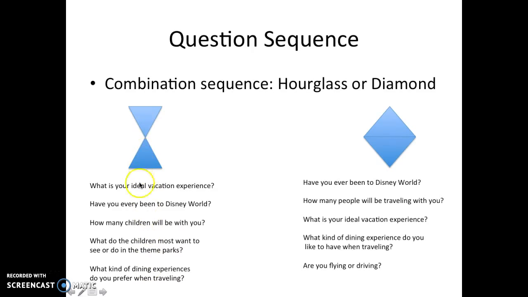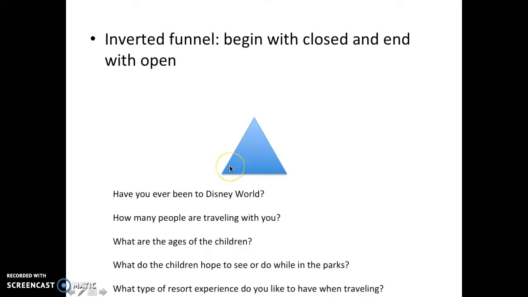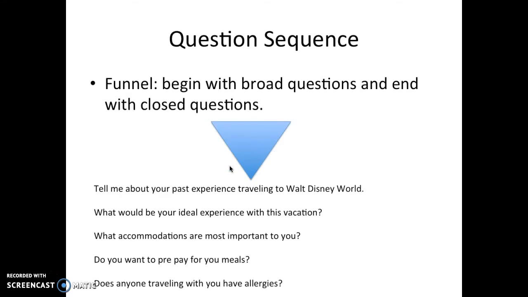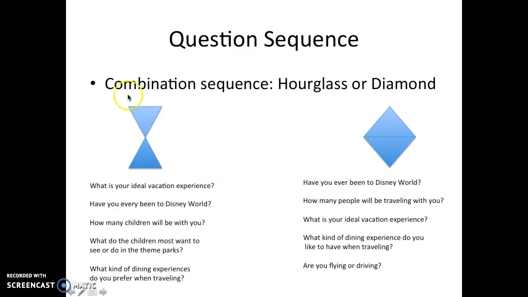This is honestly one of the formats that I would typically use. I would often use the funnel or the combination sequence of the hourglass. I would start big. Tell me about your experience with Disney. I like to get a background of that. And then I get into, well, who's going on this trip? Tell me about each person. How old are they? Just some of the more specifics. And then I would get back into the bigger picture. Well, on this vacation, what do you want to experience? So I use the hourglass quite a bit in some of my interviews.